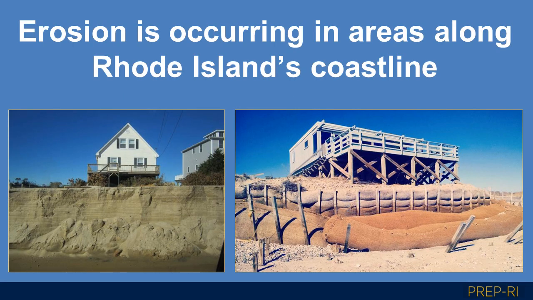Erosion along the Rhode Island coastline has been occurring for a very long time. Monitoring coastal erosion has been an important part of coastal planning and development. We are working now to project what future erosion might look like with sea level rise and future storms.